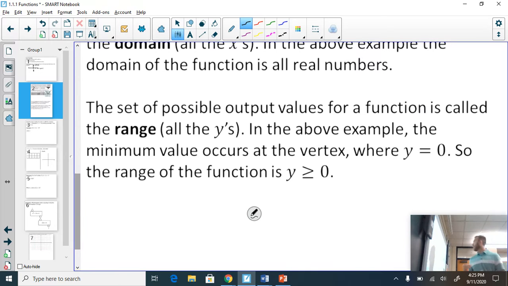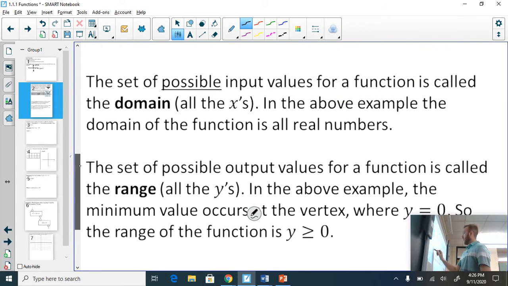Now, the set of all possible output values for a function is called the range, which, in other words, is just all the y values that are possible. In the above example, the minimum value occurs at the vertex where y equals 0. So the range of the function is y has to be greater than or equal to 0.